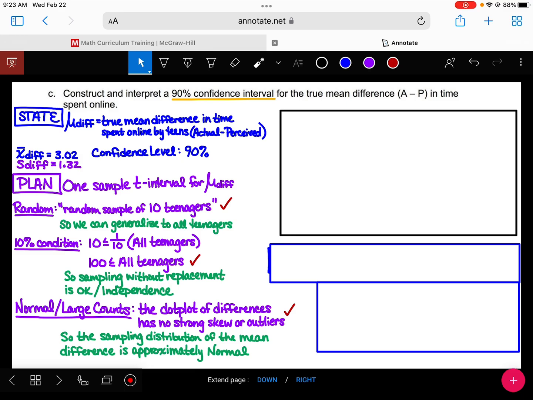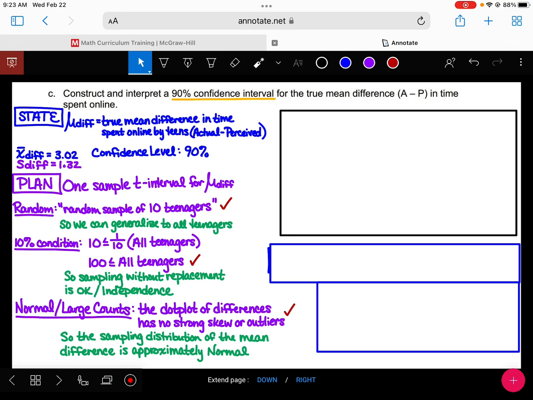We have difference of the means. That's when we have two populations. That's like when we did the cookies. We had the two different brands of cookies. That would be the difference of the means. The mean difference is when we have one population but two pieces of information about them that we're subtracting.